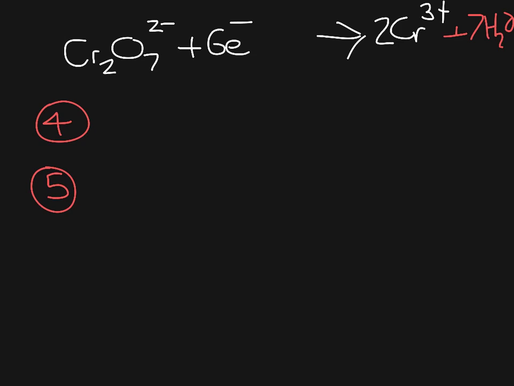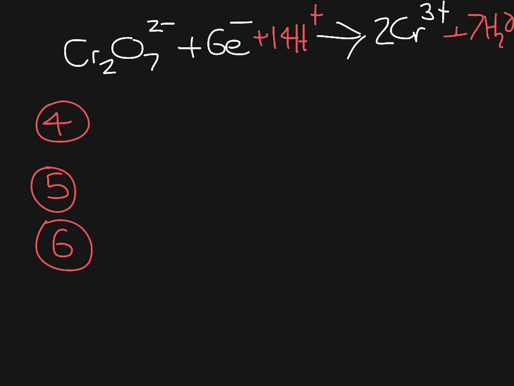And then step 5, all we need to add now is the amount of protons. So we've got 14 hydrogen on the right hand side, so that must mean that we have to add on now 14 protons. So that's done.